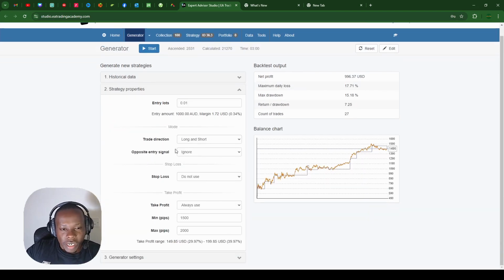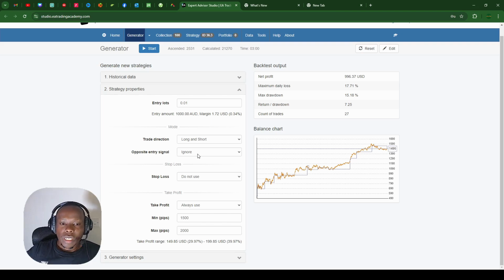I want you to look at this trade direction, long and short. I have told it opposite entry signal, ignore. What this means, if I have bought EUR/USD or AUD/USD and it has gone up and then it has come down during a correction, it can either choose to add on more trades, or when the market starts falling, not necessarily a reversal, it can also enter a short position. So it can have a long and short position for AUD/USD. But I have told it opposite entry signal, ignore.